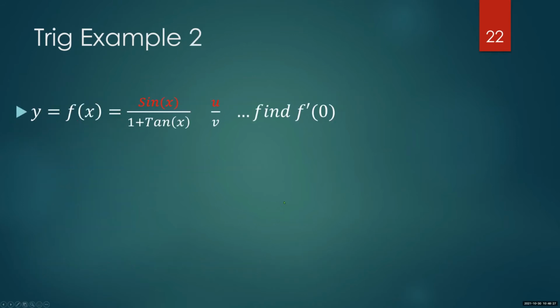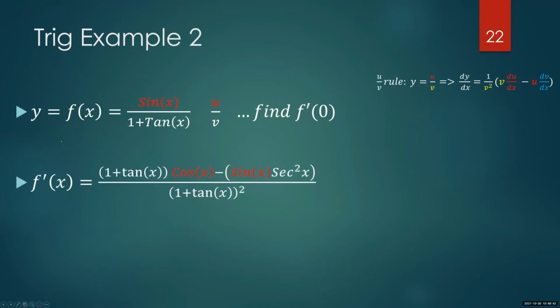Here's another example. So if y is the sine of x all over 1 plus tan of x, find f dash of 0. And so I just put the u over v rule here because we're going to be using that rule. So f dash of x, so we're saying that v is 1 plus tan x. So on the bottom line, we've got 1 plus tan x all squared because that's v squared. And on the top line, we've got v du dx. So that's 1 plus tan x, which is v, multiplied by cos x, which is du dx. And then from that, in the next pair of brackets, we've got minus u dv dx.